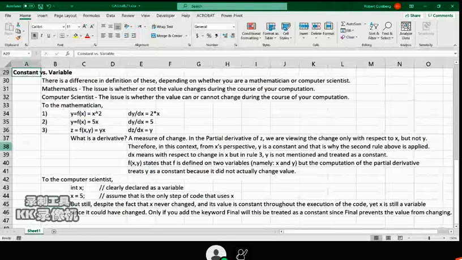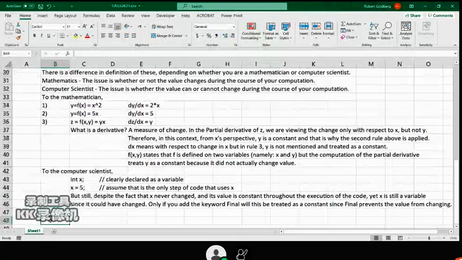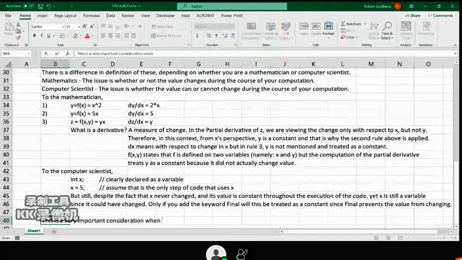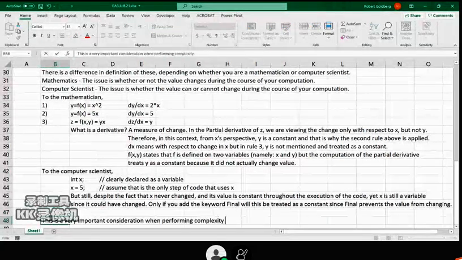Okay, let's just summarize that. This is a very important consideration when performing analysis of algorithms, performing complexity analysis of algorithms.